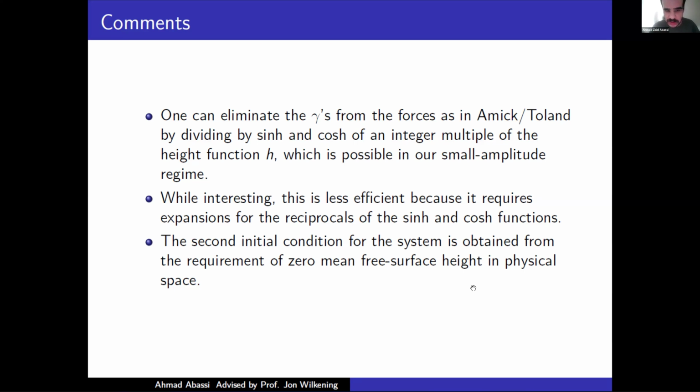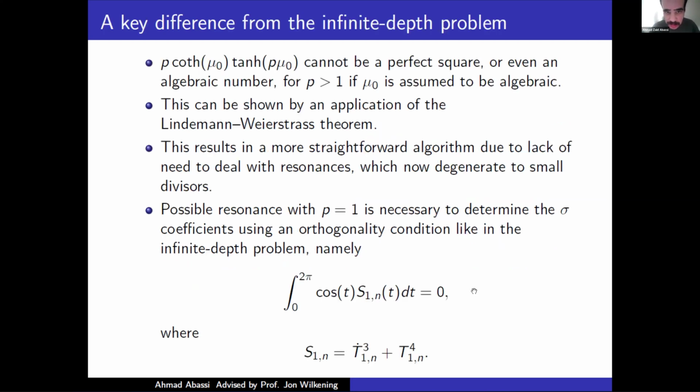And the second initial condition, as I stated, stems from us constraining a zero mean-free surface height in physical space. And the key difference that I was alluding to earlier is that the term now, instead of P in the second order linear non-homogeneous equation, the last one, in our case, is P coth mu 0 tanh P mu 0, and it cannot be a perfect square or even an algebraic number for P greater than 1 if we just assume that mu 0 is algebraic, and I'll get to that in a moment. This is actually a quick application of a classic result in transcendental number theory that states that exponentials of different algebraic exponents are linearly independent over the algebraic numbers.